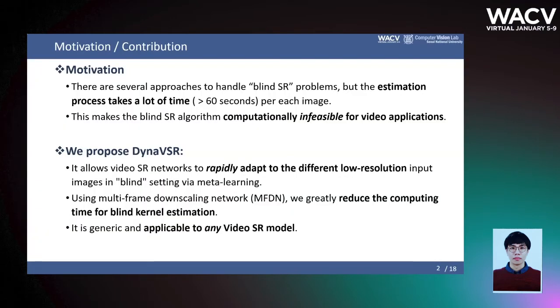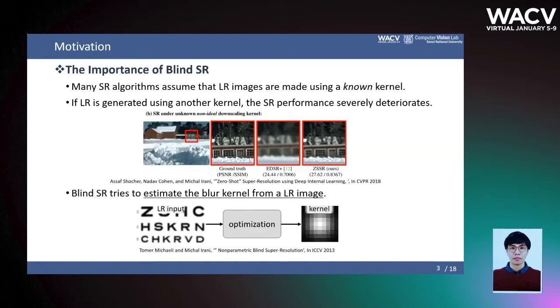Blind image super resolution problem requires a downscaling kernel estimation process for each input image. However, existing works typically require a lot of seconds for a single image, which makes it computationally infeasible for video applications. The proposed DynaVSR framework makes this process extremely faster by introducing an efficient multi-frame downscaling network (MFDN) and combining it with the baseline video SR model via meta-learning.